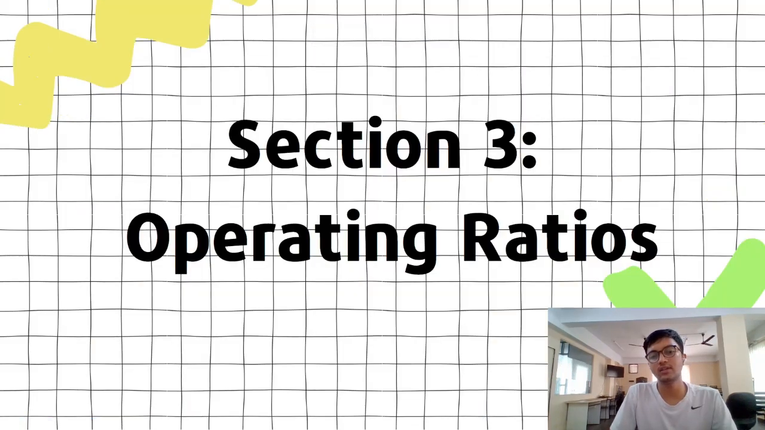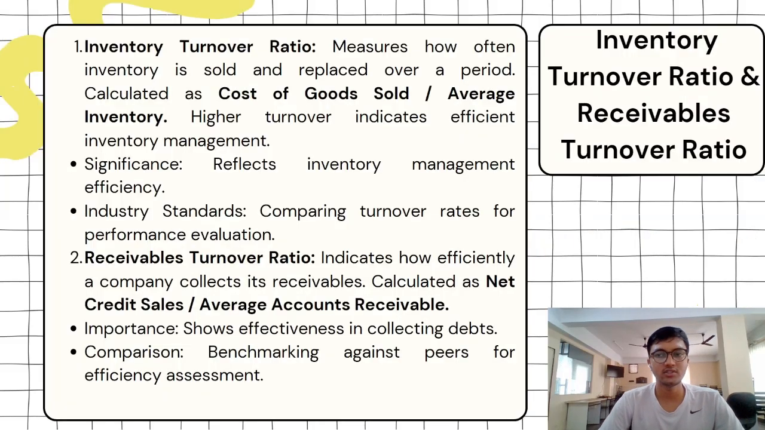In section three, I'll be covering operating ratios. So what are operating ratios? Whatever business you are doing, at the end of the day you have inventory, and operating ratios show whether you are able to manage your inventory in an efficient manner, like whether the efficiency of the company is good or bad.